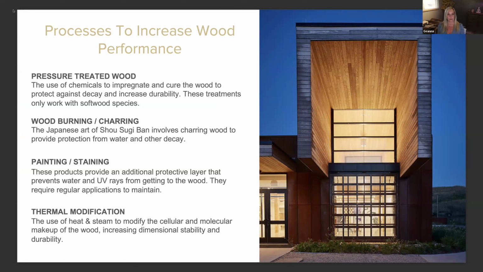Then the Japanese invented the Shou Sugi Ban process, which involves charring the wood to protect the exterior from water and other decay. There are different painting and staining methods that you can use to add a protective layer that prevents water and UV from getting into the wood, but they require a lot of maintenance. Thermal modification is where we just use heat and steam to modify the cellular structure. It collapses the lignin and makes the wood more dimensionally stable and a lot more durable.